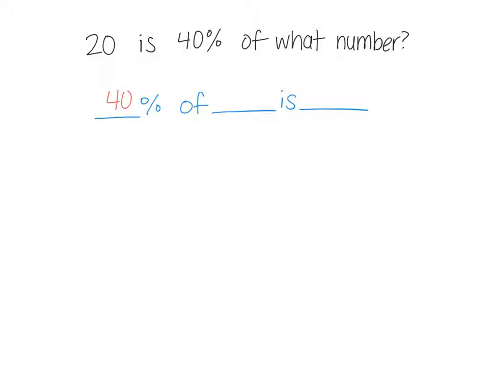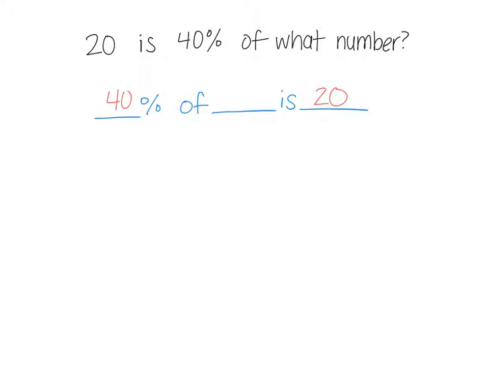Let's keep going. So 40% of something is, well, it says right here, 20. So 40% of something is 20. Now this is the problem that I'm trying to solve. I'm trying to figure out what this number is. This is what makes this problem a little bit different: now I'm trying to figure out what am I finding 40% of? I don't know. And so the way I solve it is slightly different.